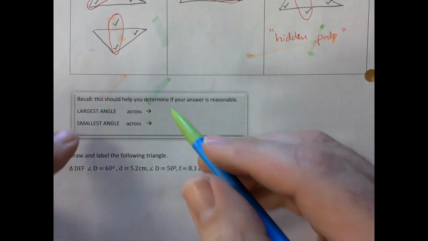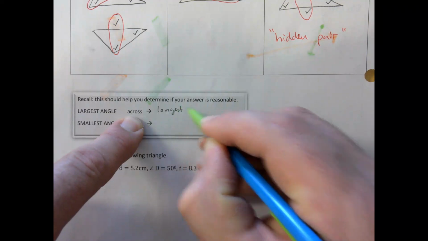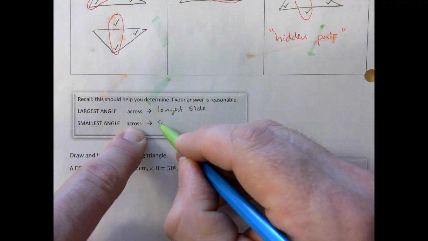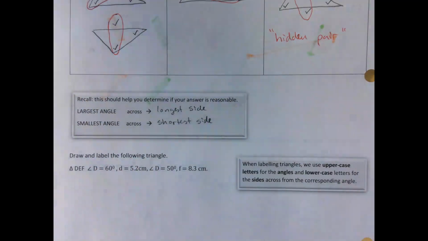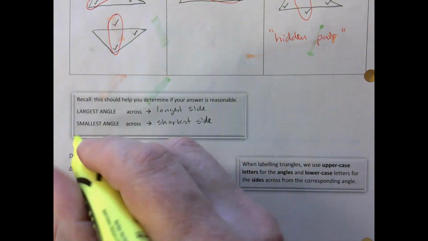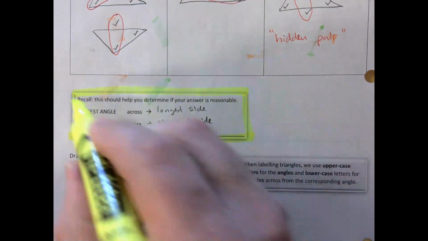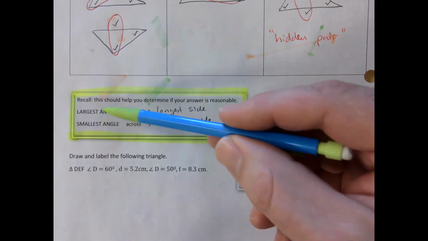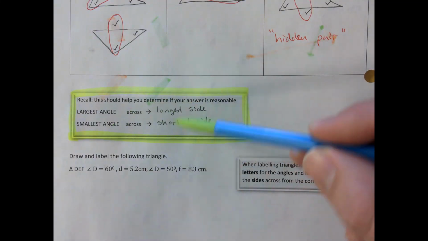You should remember this: largest angles across the longest side, and smallest angle is across the shortest side. Because sometimes I'll ask you, hey, solve for the largest angle. I won't tell you solve for angle B. I'll say solve for the largest angle, right? Or the longest side, or smallest angle, shortest side. You should know how to find them.